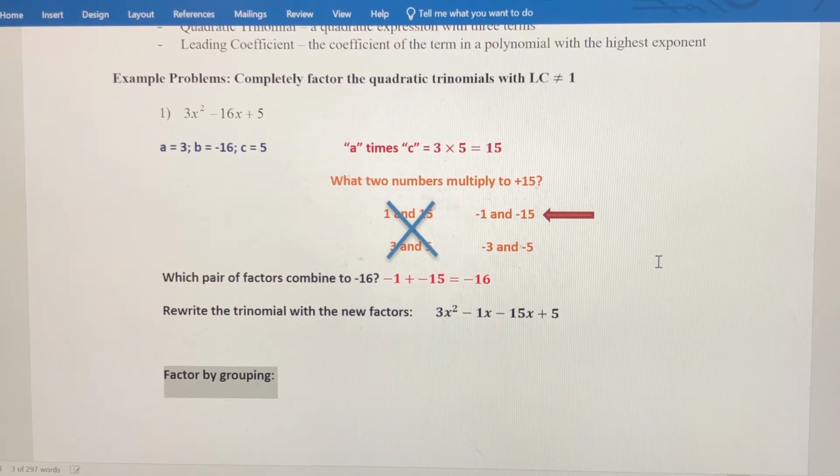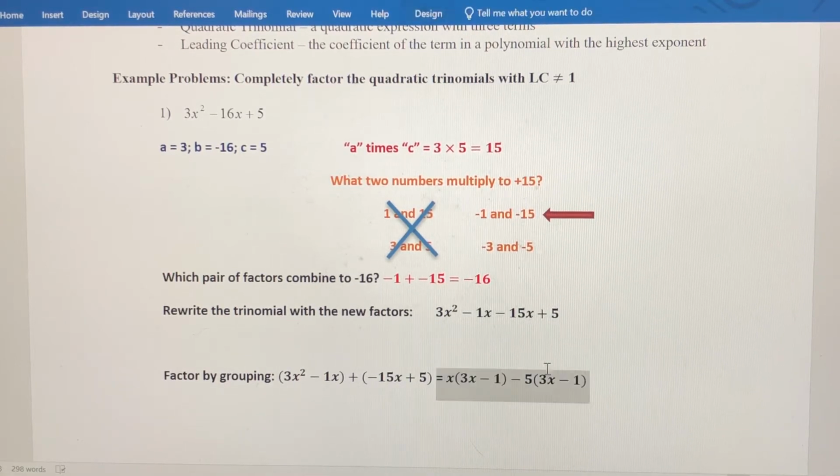All right, so we want to factor by grouping. In some cases you might not have ever factored by grouping before, so this is going to be a good place to figure it out. What we're going to do is group these first two terms together and put those in parentheses, and we're going to factor out a greatest common factor. We're going to group the last two values, negative 15x and 5, together, and we're going to factor those by taking out a greatest common factor. So let's do that.